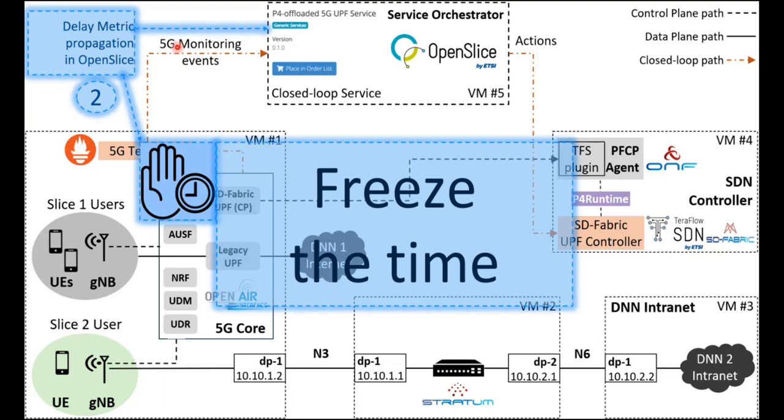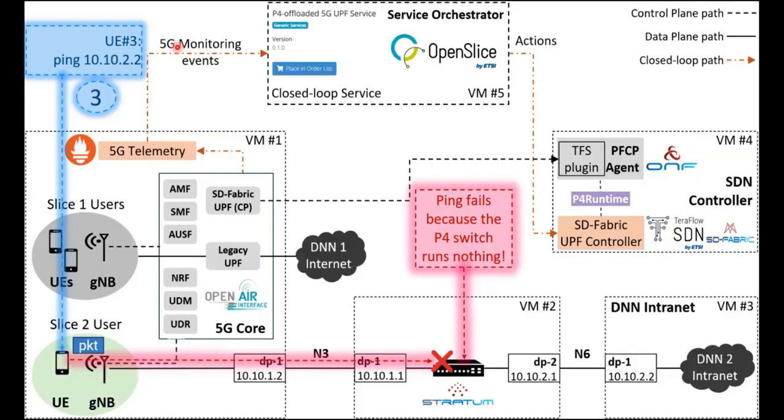We deliberately delay OpenSlice to pick up this new metric from Prometheus, to demonstrate that when the UE comes up, the UPF is not yet provisioned by OpenSlice. We freeze the time and delay this decision by OpenSlice to show you that initially the ping doesn't work. So the UE is up. It tries to ping DNN2, but the switch is not yet configured by OpenSlice. It's empty, so when it tries to ping, it fails.